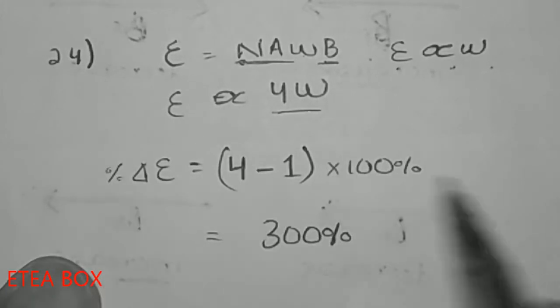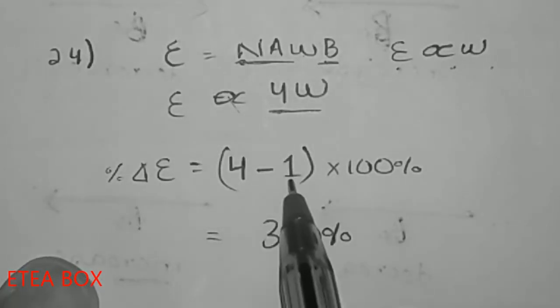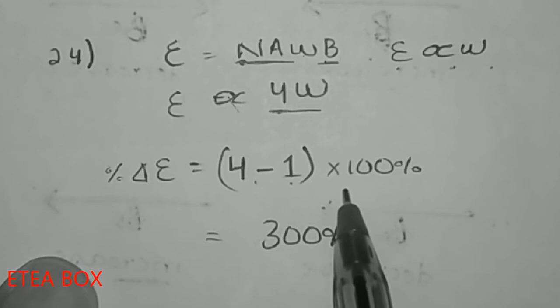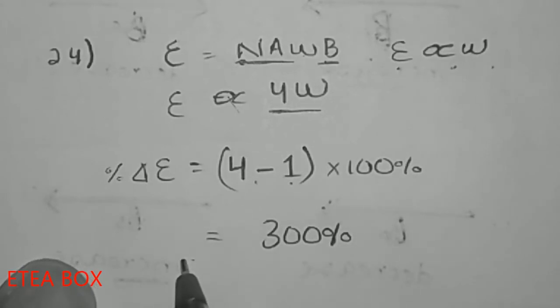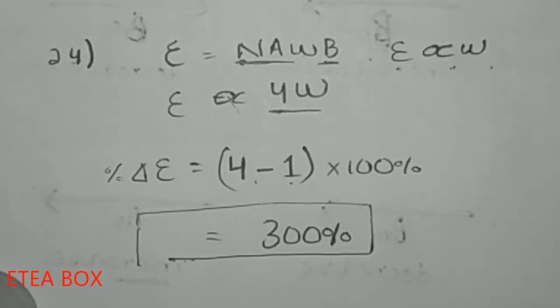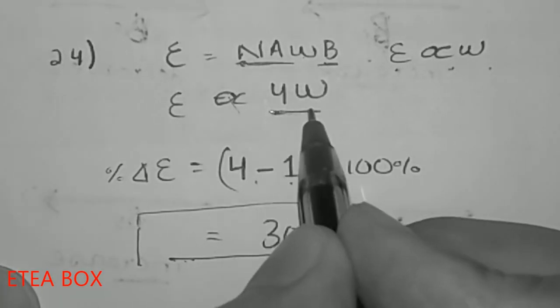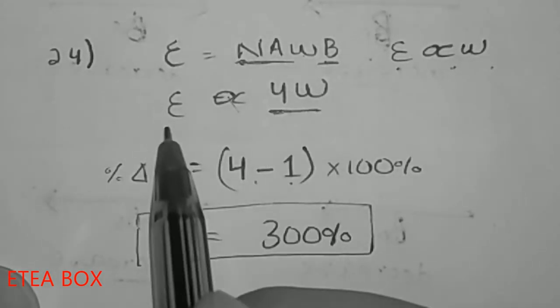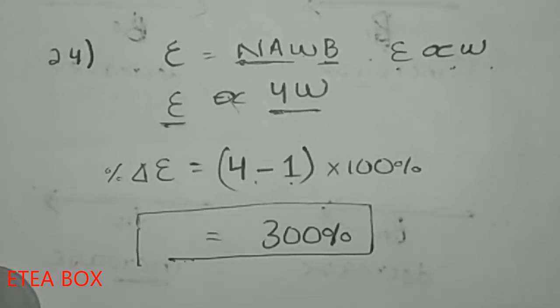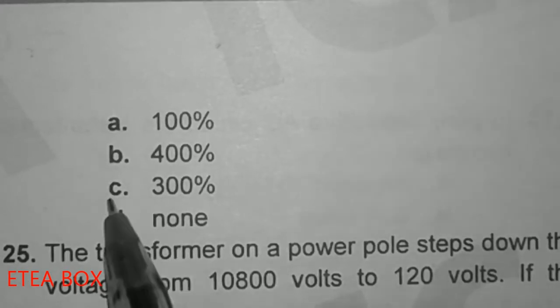Now look here, simply take this 4 and subtract 1 from it, and multiply it with 100%, so you will get the percent change as 300%. When we increase the angular speed 4 times, the EMF will also increase 4 times. So instead of doing the whole process for finding the percent change, you simply do this method: take this 4, subtract 1 from it and multiply it with 100, you will get 300%. Now look here, option C is correct.